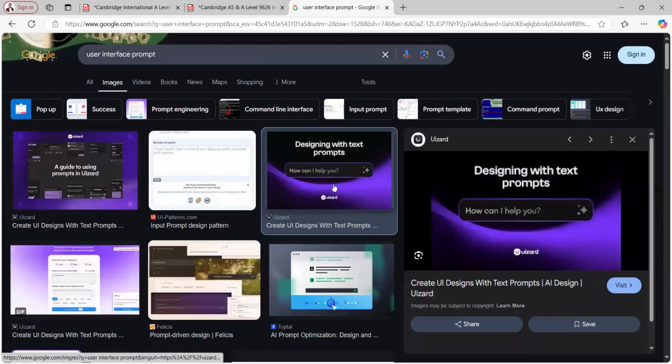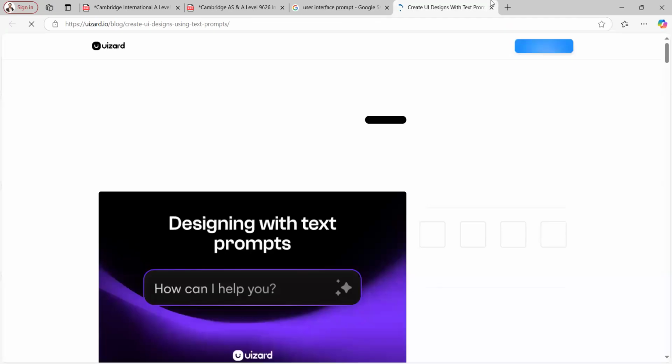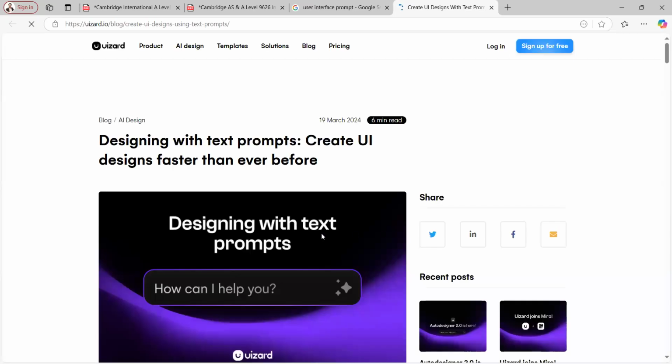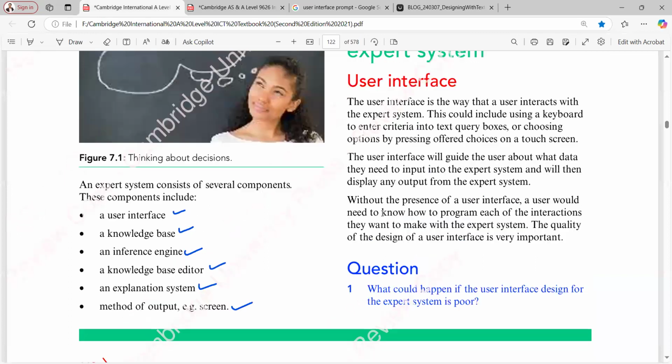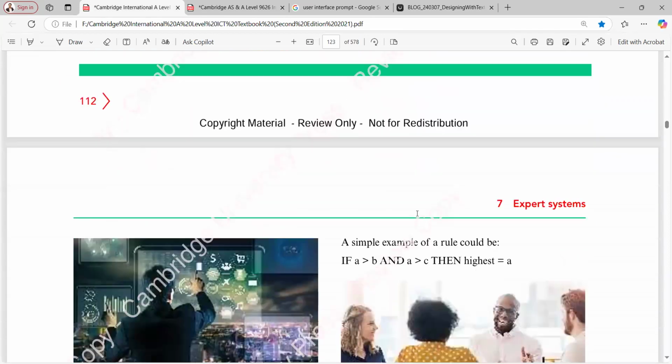You can also take this as an example. This is an example of a user interface. As you can see, this screen is asking you if you want to design with text prompts, how can I help you? This is a way where you can enter the data. So this is an example of a user interface. I hope this part is clear to you.